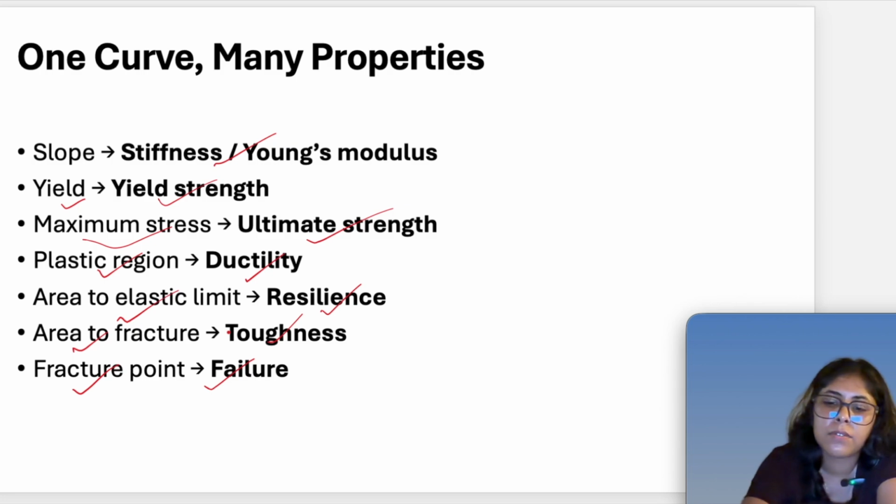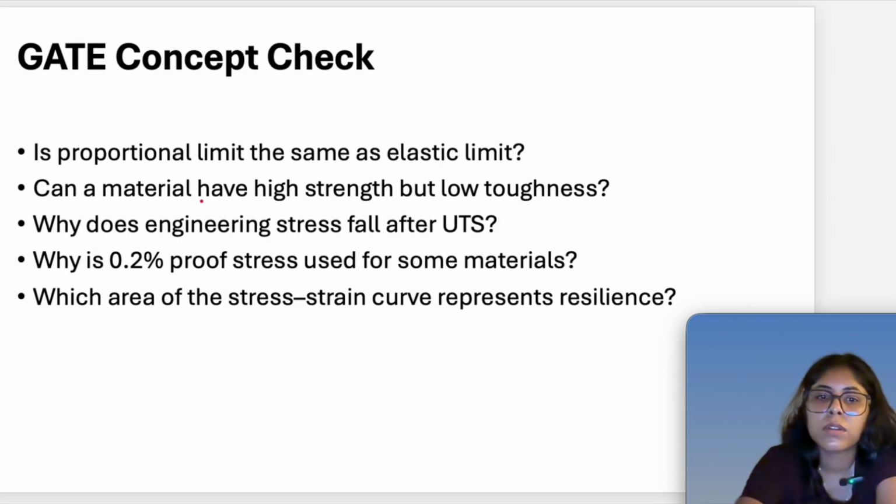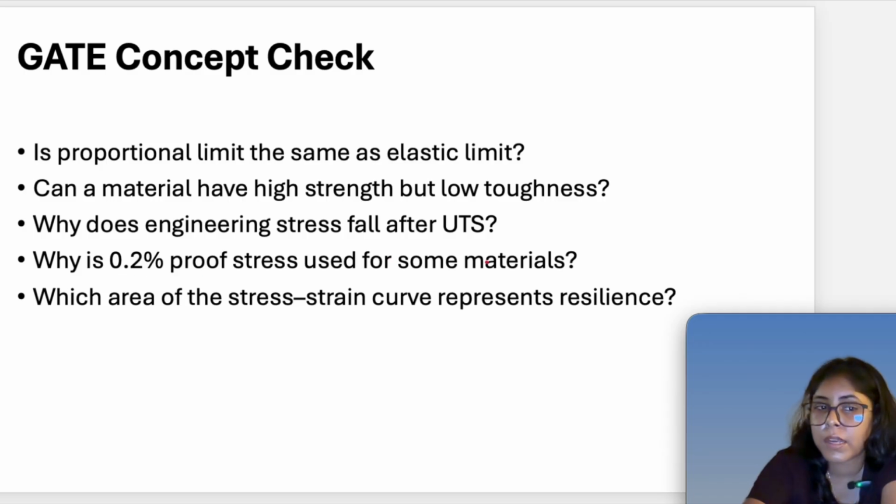And yeah, I have some questions for you. You can answer them perhaps in the comments. Is the proportional limit the same as the elastic limit? Now if you have listened to this lecture very carefully, you know the answers. Can a material have high strength but low toughness? Tell me. Why does engineering stress fall after ultimate tensile strength? And why is 0.2% proof stress used for some materials? And which area of the stress strain curve represents resilience? So these are the questions that you can answer.